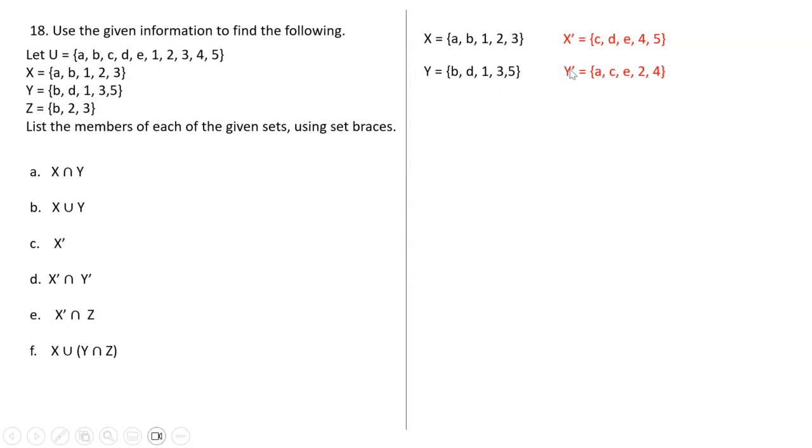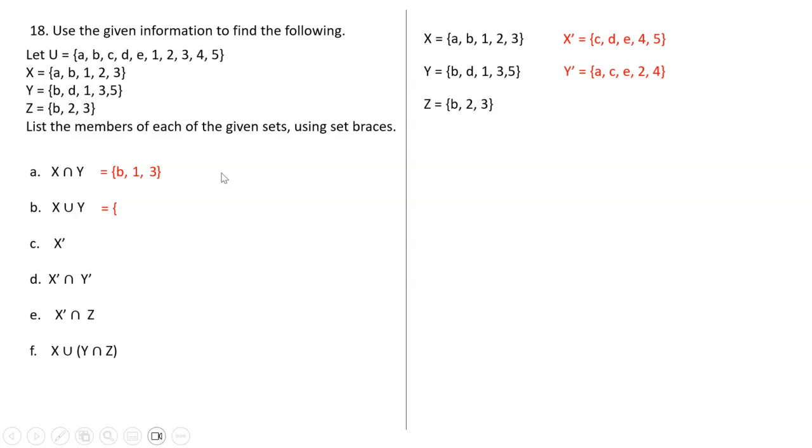Same thing with the set Y, right? So the complement of Y, or not Y, will be A, C, E, 2, 4. There's my set Z. Right now, let's find X and Y, which means X intersects Y. What do X and Y have in common? X and Y have in common a B, right? What else? A 1, they have it in common. And a 3. That's my result.